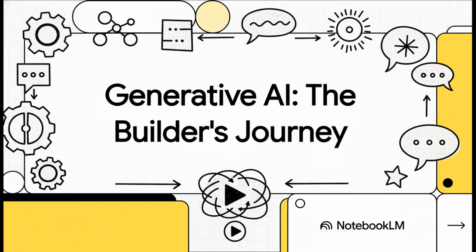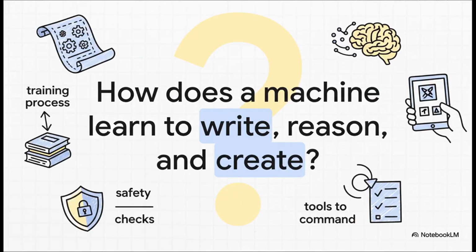Welcome to The Explainer. Today, we're doing something a little different. We're going on a builder's journey, deep inside generative AI. We're going to move past all the hype and really get our hands dirty to understand how these things are actually built. So, how does a machine really learn to write a poem, or reason through a problem, or create a brand new image? Well, today we're going to pop the hood on generative AI.